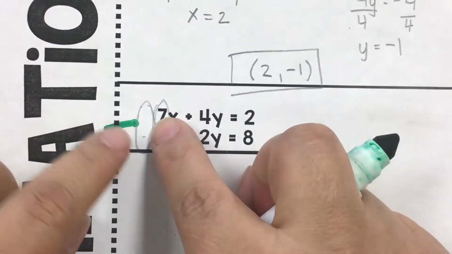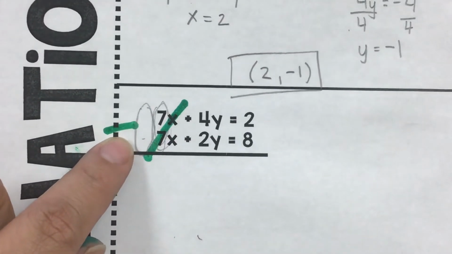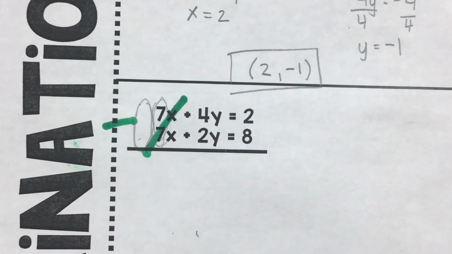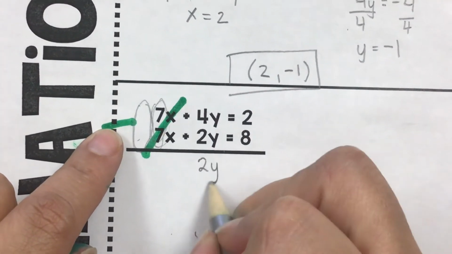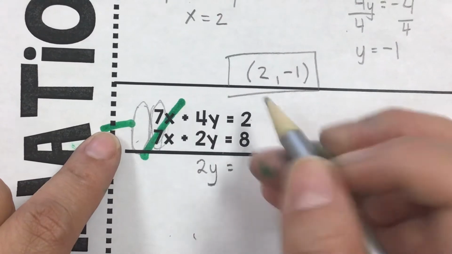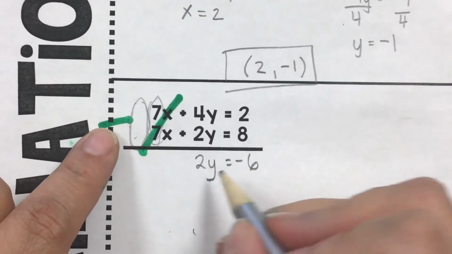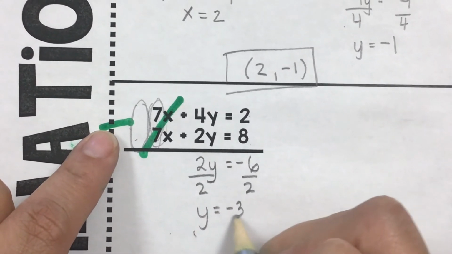Let's take a look. 7 minus 7 is 0, so that's how it got eliminated. And then 4 minus 2 is 2y. 2 minus 8 is negative 6. Then we're going to divide by 2. Y is equal to negative 3.